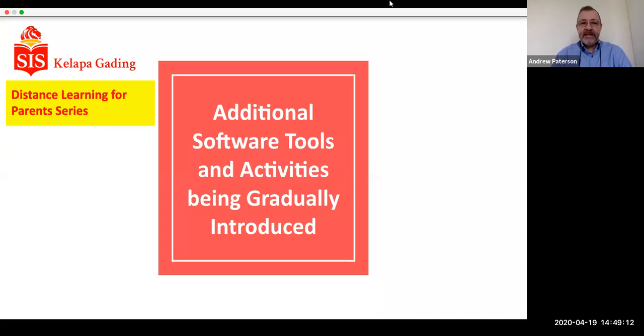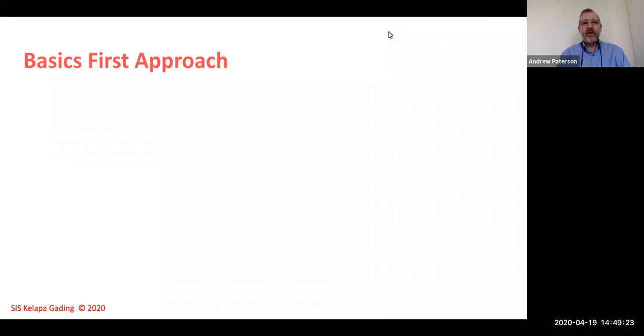The topic for today is about the additional software tools and activities that we are gradually introducing as part of our distance learning plan. Now, as you know, at SIS KG, we have decided on a basics first approach to distance learning. And our planning and thinking behind this is quite extensive. Not all parents realize the breadth and length of the change that's required to do what we normally do in a physical school environment to doing it fully online.